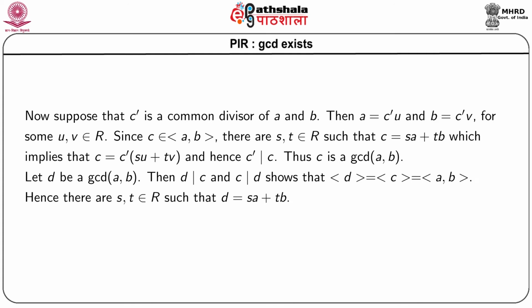Suppose that D is a GCD of A, B, then both D divides C and C divides D, which implies that the ideal generated by D is equal to the ideal generated by C, which is equal to the ideal generated by A, B, and hence D belongs to the ideal generated by A, B, and so D is of the form SA plus TB for some S and T in R.